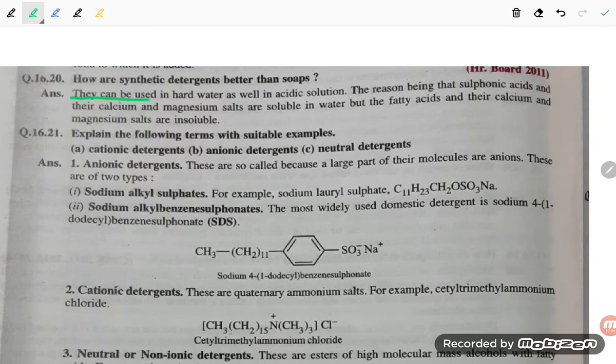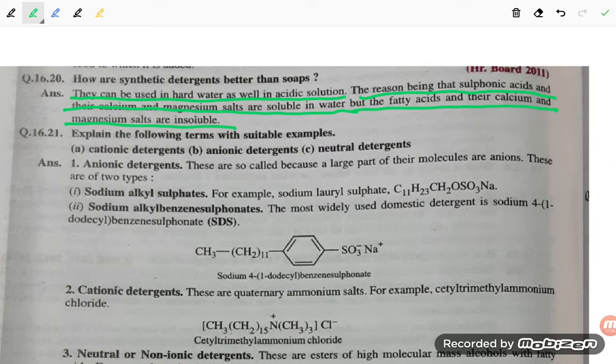So that is what they are, and they can be used in hard as well as acidic solution, soft water. The reason being that sulfonic acid and their calcium and magnesium salts are soluble in water, but the fatty acids and their calcium and magnesium salts are insoluble. That is why synthetic detergents are better than soap.